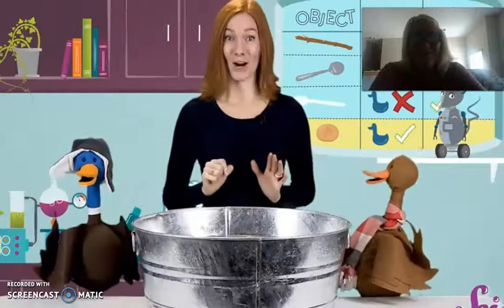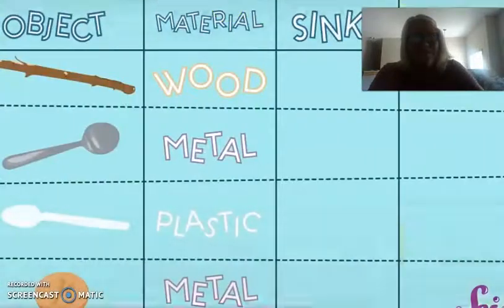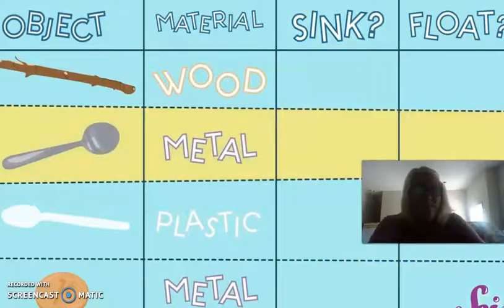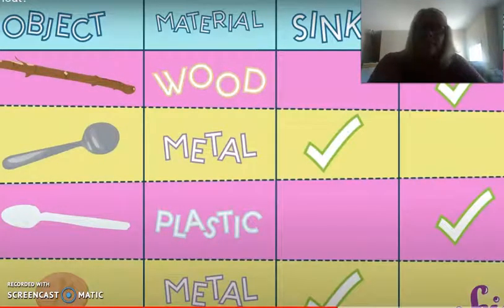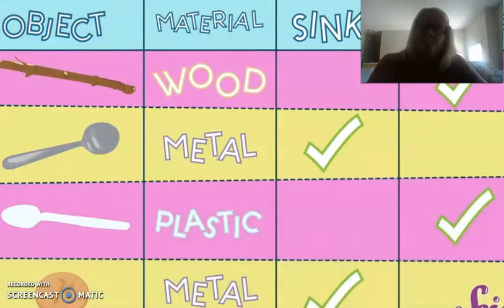Now that we've tested all of our objects, let's look at our chart. Some of the objects floated and some of them sank. Let's see. The metal spoon and the penny sank. The plastic spoon and the stick floated. Is there anything that's the same about the things that floated and the things that sank?